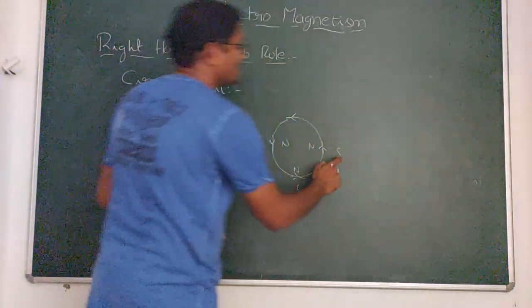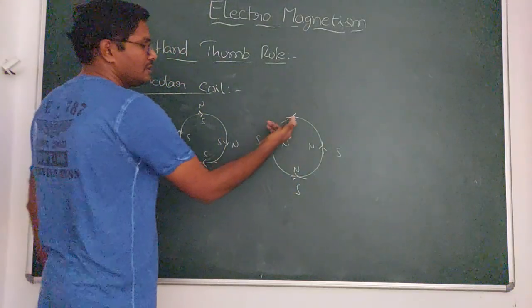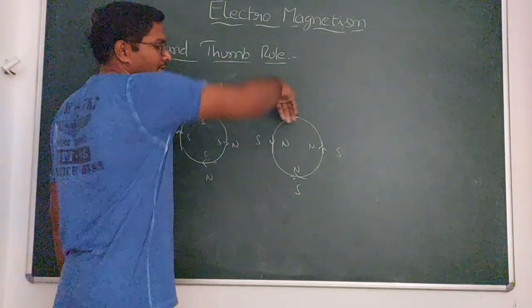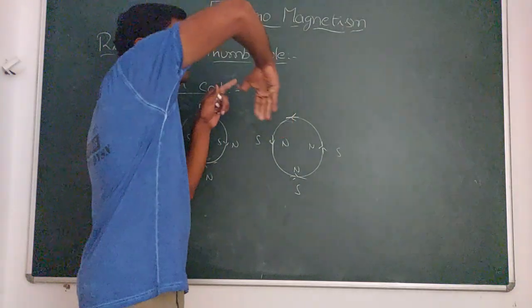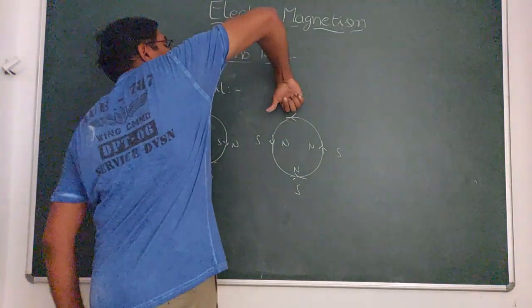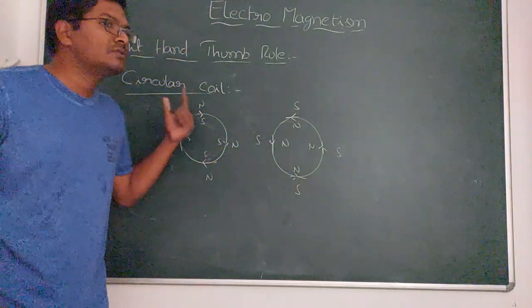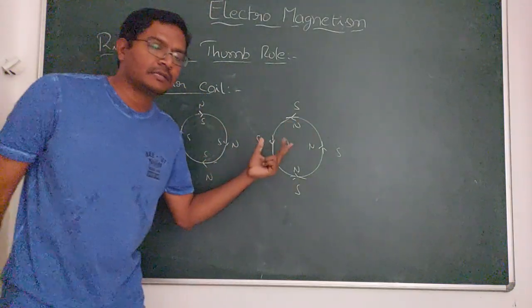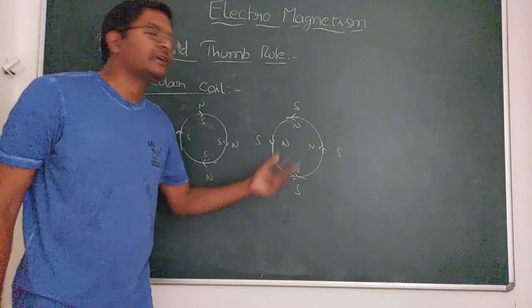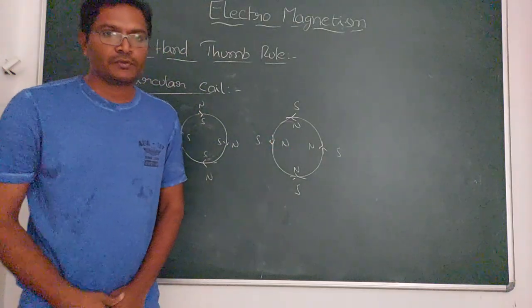This is said to be the south pole, and here also. So here the direction of the current is in this direction. If your palm is always towards your face, then this is the north pole and this is the south pole. And on the outside, the face of the coil appears like a north pole.